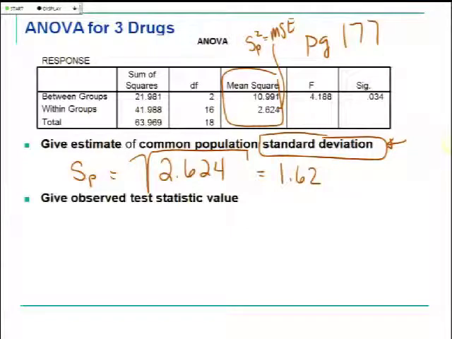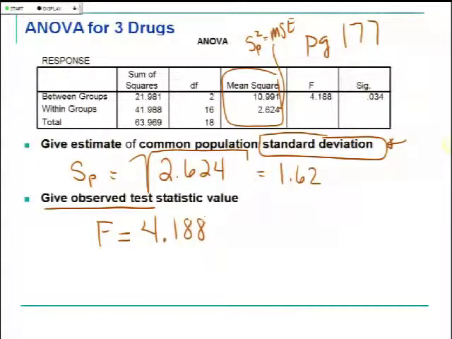Now, if the table is already conducted and provided for us, we will just have to give the observed test statistic value, just report it. And our F statistic value is 4.188, or 4.2 when we round it a little bit in our calculations.